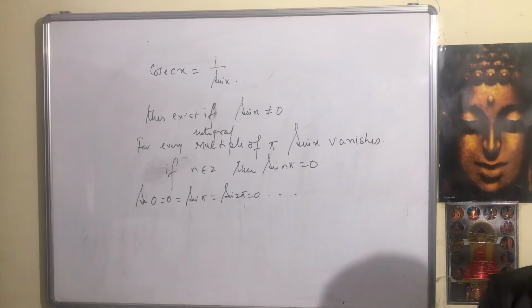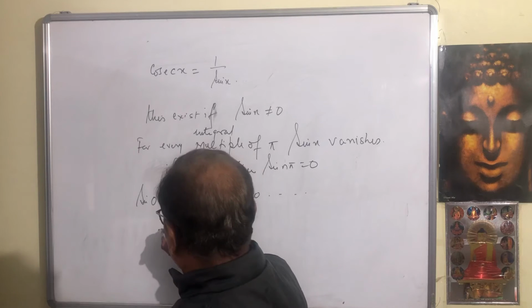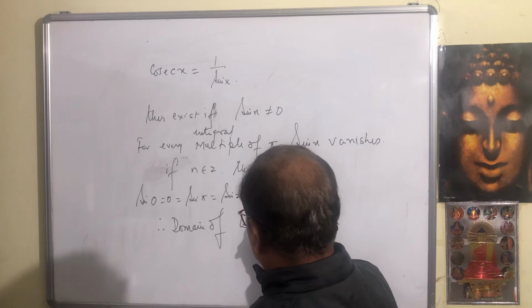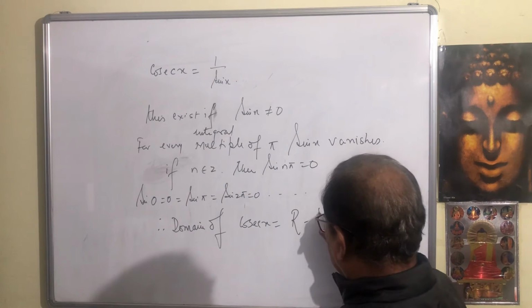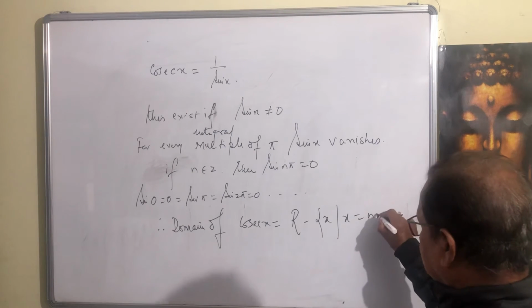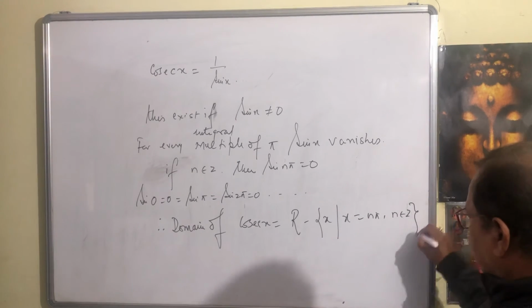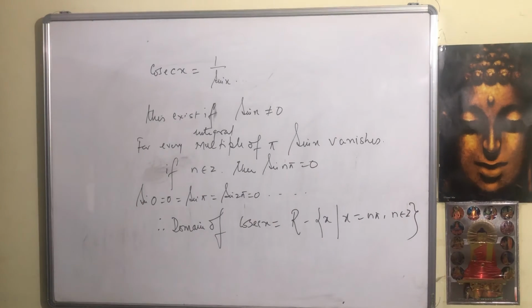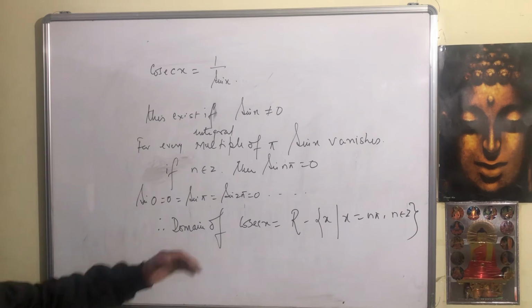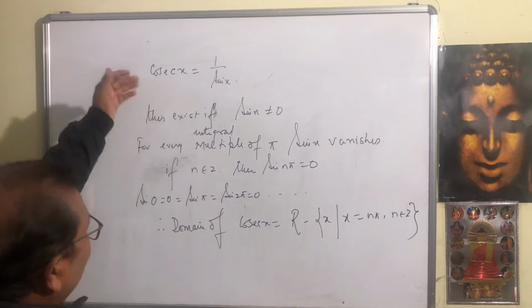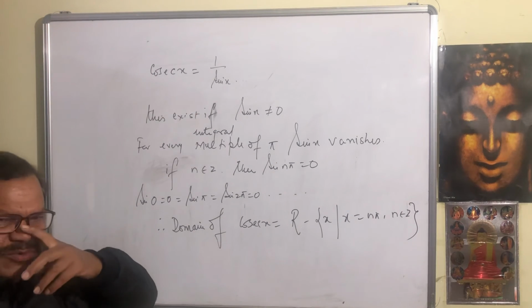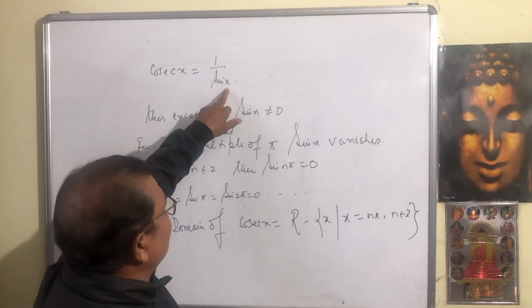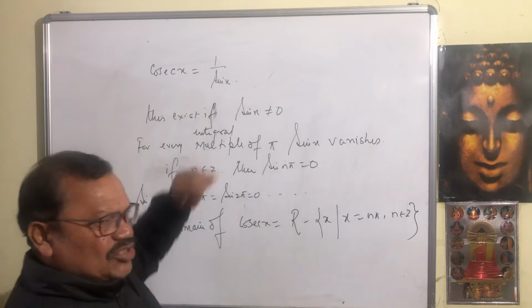So every integral multiple of pi, sin x vanishes. Therefore, domain of cosec x is equal to R minus {x such that x is equal to n pi, where n belongs to Z}. So here are the conditions. So this is the domain of cosec x. Similarly, you can find the range also. I am not going to discuss that because domain is very important. Range is what? Let us go and find the values. X is 0, sin 0 is 0, it is infinity. X is pi, sin pi is also 0, and this is infinity.